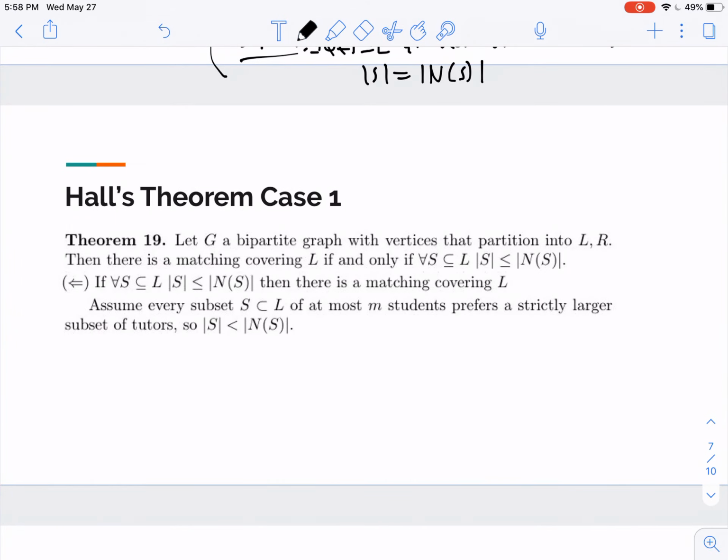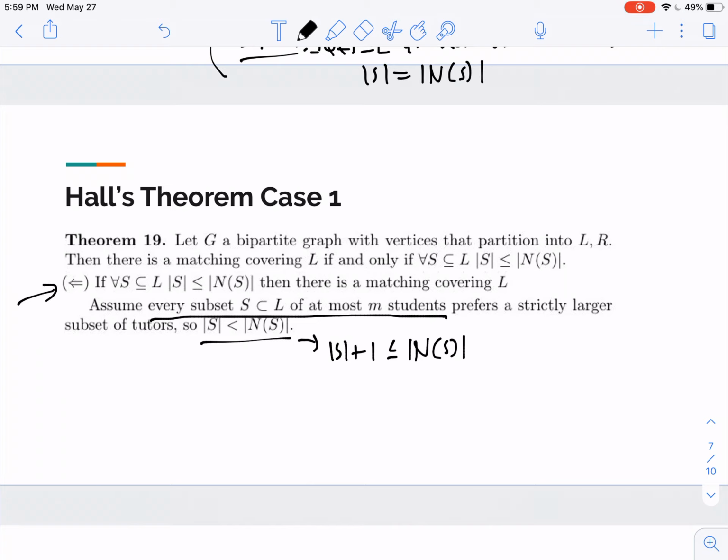In the first case, we assume that every non-empty subset of at most m students prefers a strictly larger subset of tutors. And if a group of students S prefers a strictly larger number of tutors, then we can also say that the number of tutors they prefer is greater than or equal to 1 plus the number of students. Mathematically, we can write size of S plus 1 is less than or equal to the number of tutors they prefer, because both the number of tutors and the number of students are integers. So a strict inequality, well, we can just add 1 to the left-hand side to turn it into a weak inequality. Great. And this suggests a proof technique.